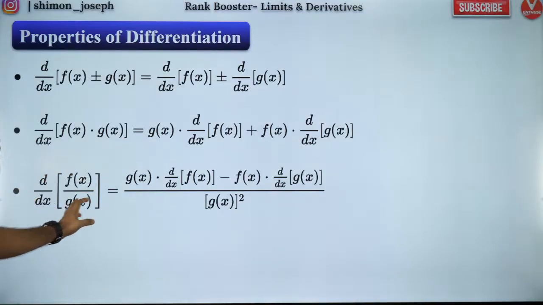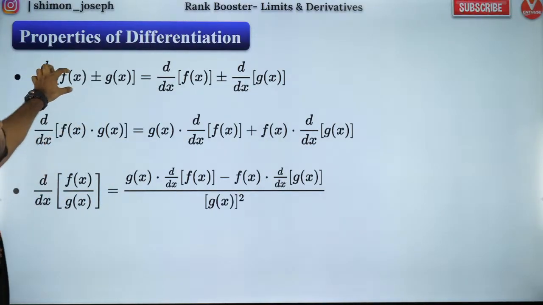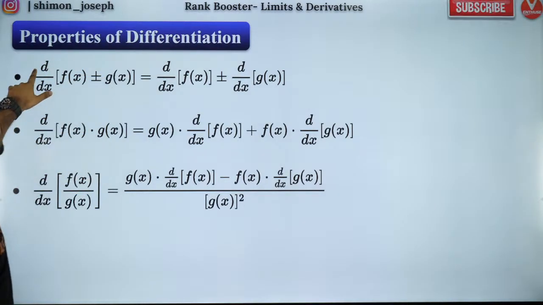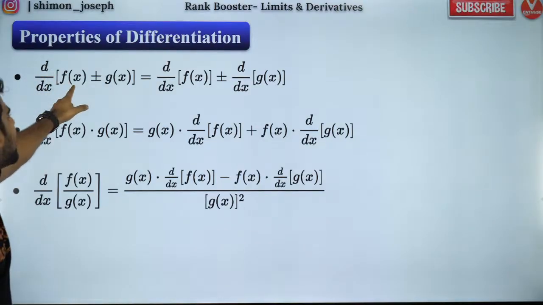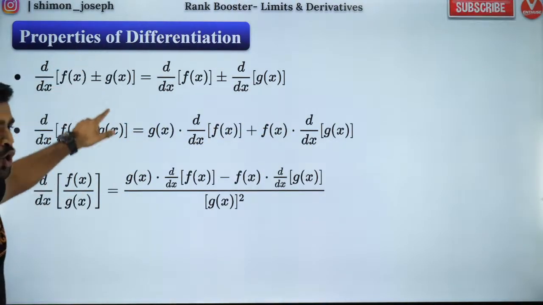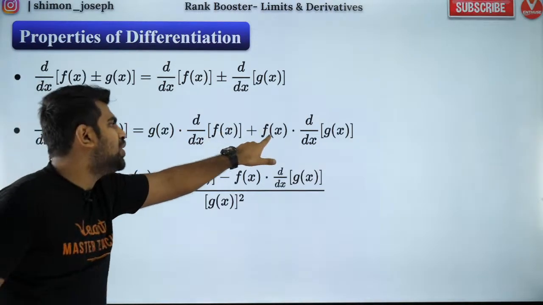Product rule, quotient rule, and algebra of differentiation. When you have addition or subtraction of functions, whole differentiated, you can take the differentiation inside and do it separately. Got it? That is what is shown over here. This is the UV rule: (UV)' is equal to UV' plus U'V.